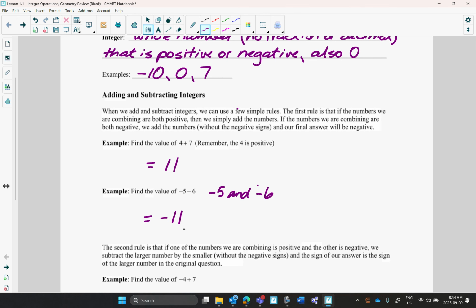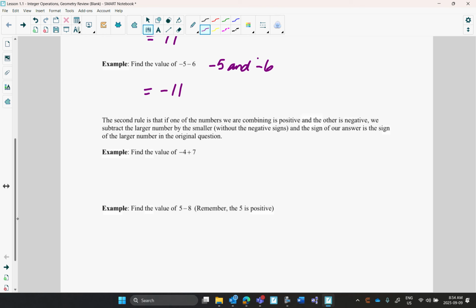What about if we add and subtract positives and negatives? Somebody want to explain how they would do this one, what their thinking is? -4 plus 7. We got a negative, we got a positive. Like if you were to lose $4 and then find 7, it's a positive 3. Perfect. Well done.